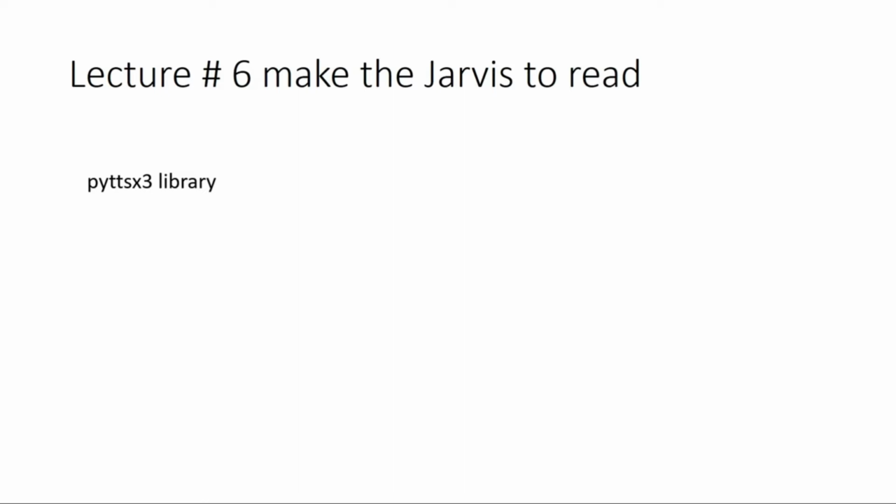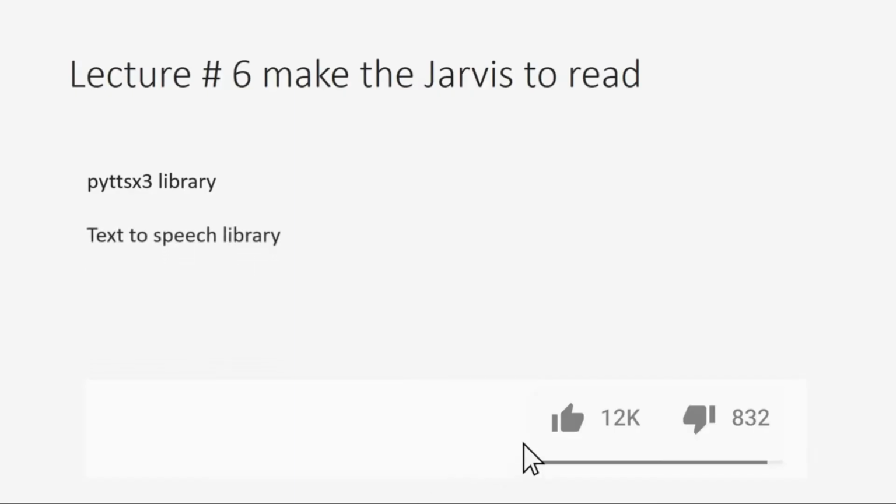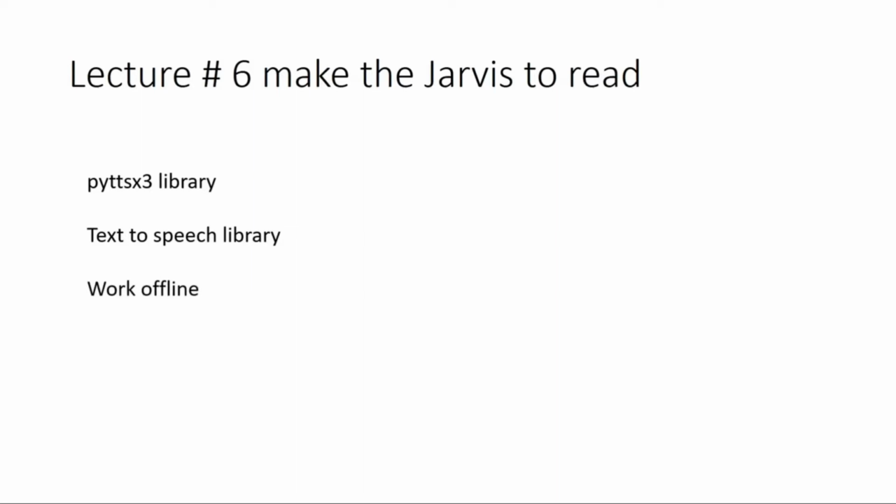From this lecture onward, we actually start coding. In this lecture, we'll make our Jarvis read. For that purpose, I'm going to use the pyttsx3 library. We have other libraries installed in Python, but this library works offline as well. This library is used to convert any text to speech, so it is also called a text-to-speech library. It is also compatible with both Python 2 and Python 3.